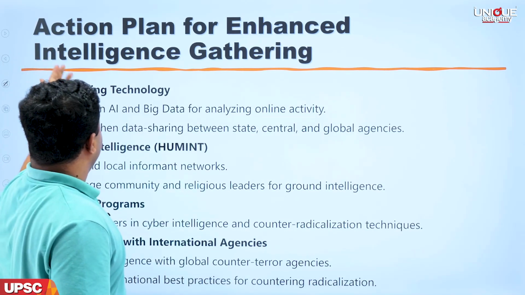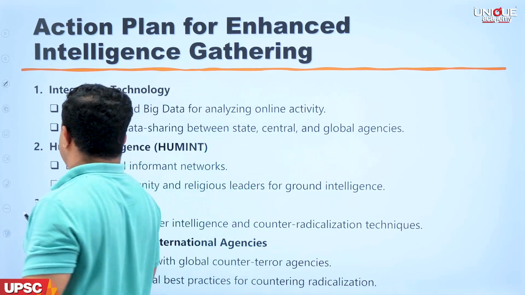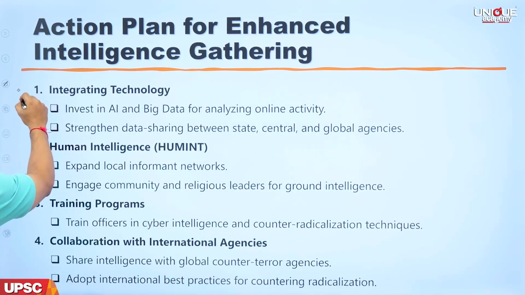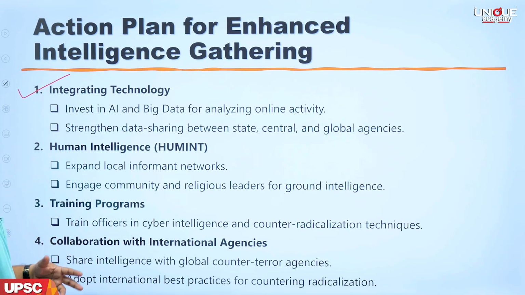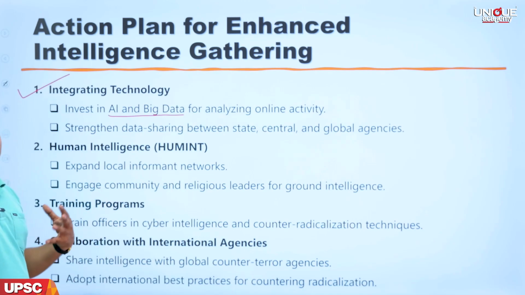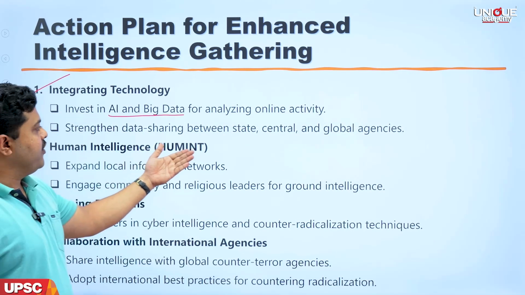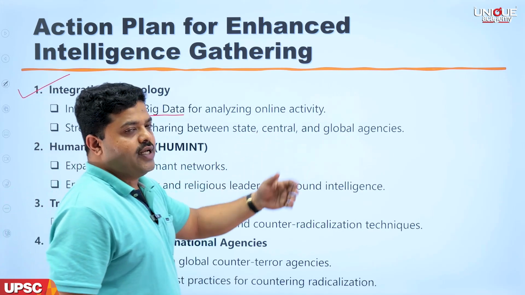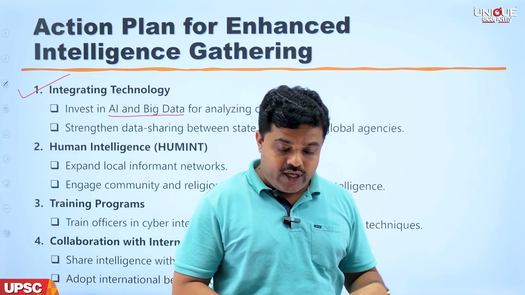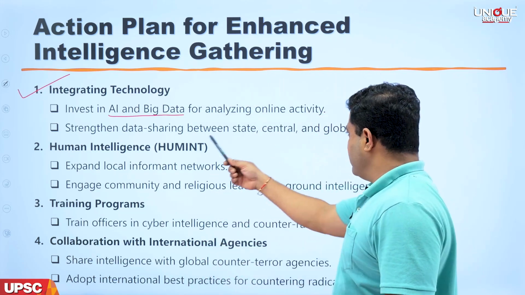एक्शन प्लान फॉर एनहांस इंटेलिजेंस गैदरिंग. सो इंटेलिजेंस गैदरिंग अच्छा होने के लिए क्या क्या करना चाहिए. फर्स्ट इज इंटीग्रेटिंग टेक्नोलॉजी. सो इन्वेस्टमेंट चाहिए इसमें एआई और बिग डेटा में फॉर एनालाइजिंग ऑनलाइन एक्टिविटी, बिकॉज ये मैन्युअली तो नहीं हो सकता, इतना डेटा जनरेट होता है. स्ट्रेंथनिंग डेटा शेयरिंग बिटवीन स्टेट, सेंट्रल एंड ग्लोबल एजेंसीज. सो मेनी टाइम्स ये जो नया टेरर ग्रुप है इसका ग्लोबल डायमेंशन भी है. सो यू हैव टू कोऑर्डिनेट विद ऑल द स्टेक होल्डर्स.